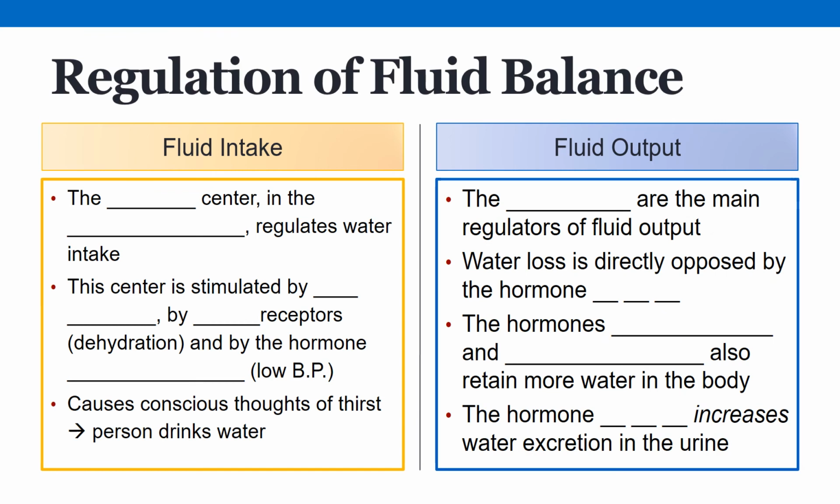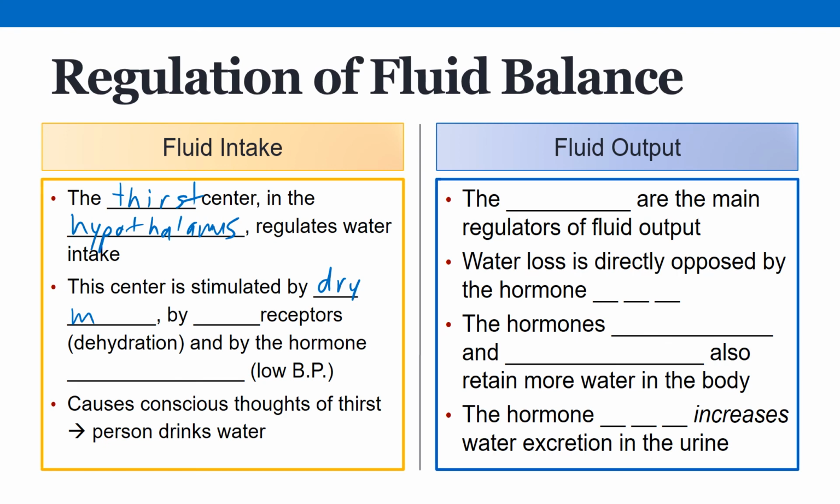Finally, we want to talk about the regulation of fluid balance. We can regulate fluid in two ways. We can regulate how much water comes into your body, and we can regulate how much water goes out. The main regulator of fluid intake is a part of your brain known as the thirst center, which is found in our favorite regulatory part of the brain, the hypothalamus. The thirst center of the hypothalamus stimulates water intake when it is stimulated by a couple of things.